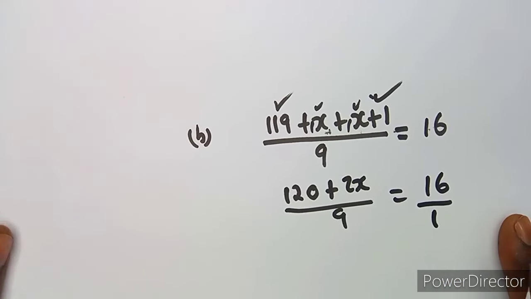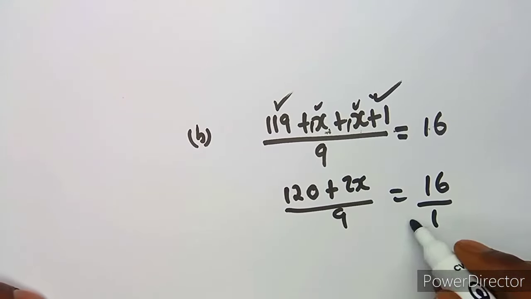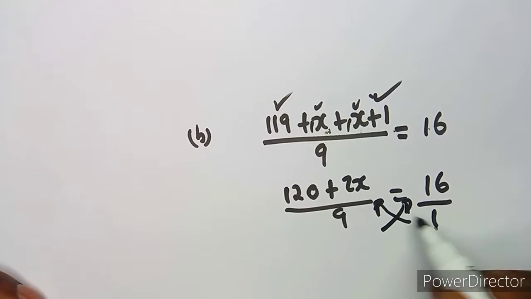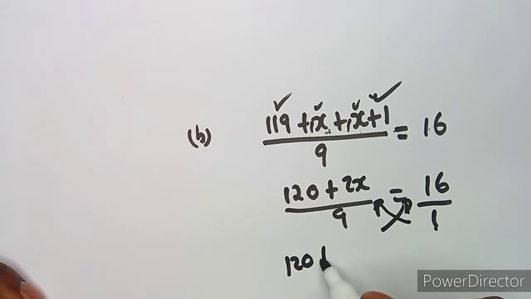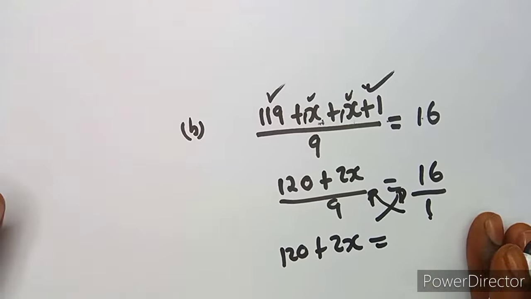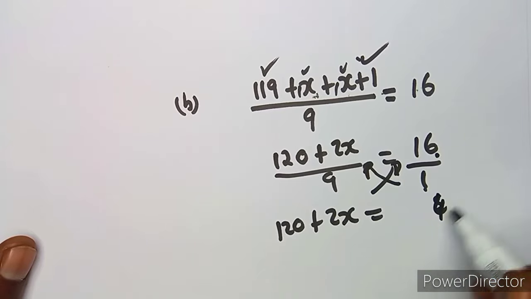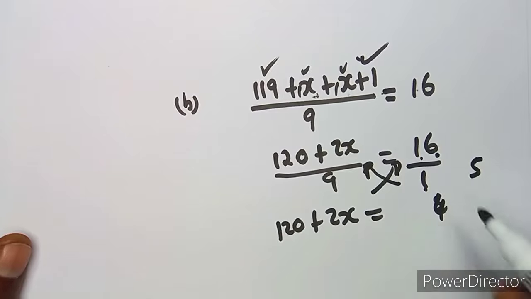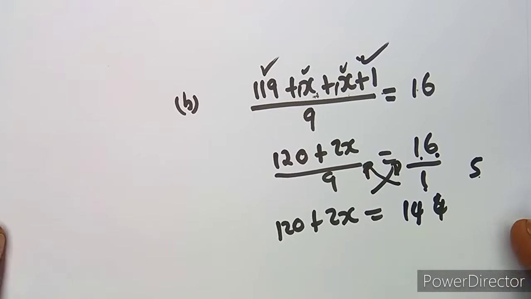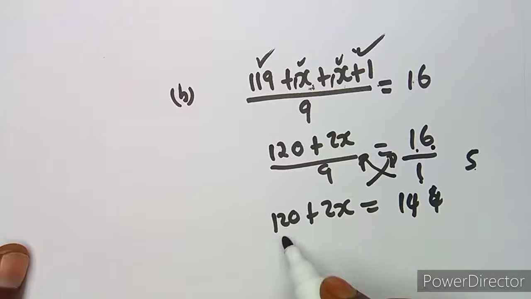So how can I play around with this equation? I can just cross multiply, which is easier. 1 times this, which is going to be 120, plus 2x, which is equivalent to 9 times 16, which is 144. So you can actually collect like terms.